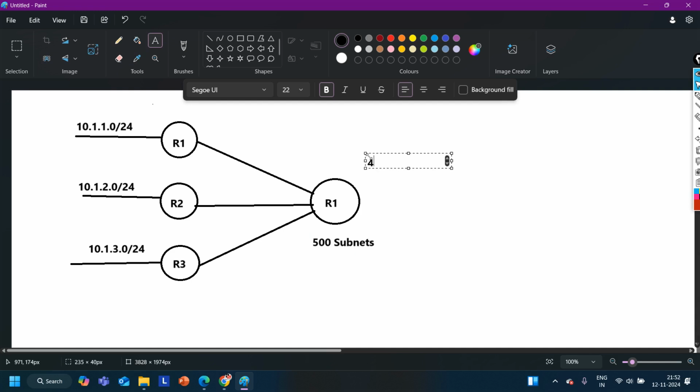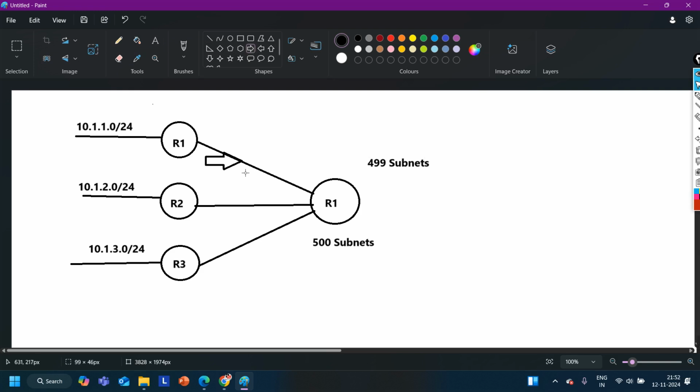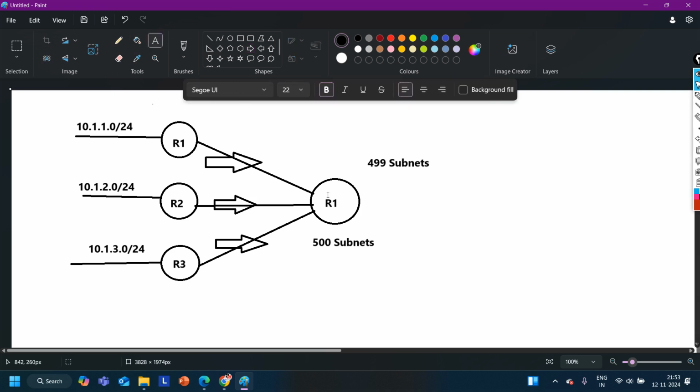Or if prefixes is confusing you, then say subnets. It can only install 500 subnets, right? And 499 prefix subnets are already there. Now router 1 is advertising one subnet, router 2 is advertising one subnet, and router 3 is advertising one subnet, right? So this router needs to install 3 more subnets, but it cannot. So what can we do here? We can summarize these 3 subnets, right? How to summarize? That is called manual summarization.